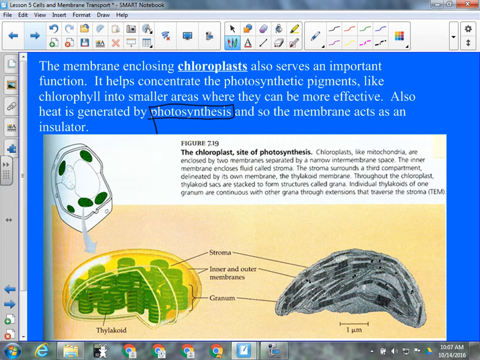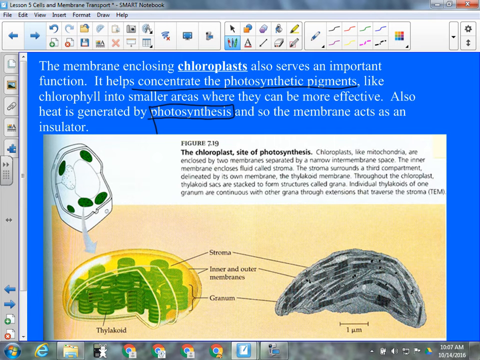The reason that chloroplasts are there is it concentrates the chlorophyll, among other photosynthetic pigments, but primarily chlorophyll, into small places as opposed to having it just floating everywhere in the cell. It's much more efficient to have it concentrated. It'll generate a lot more sugar that way.